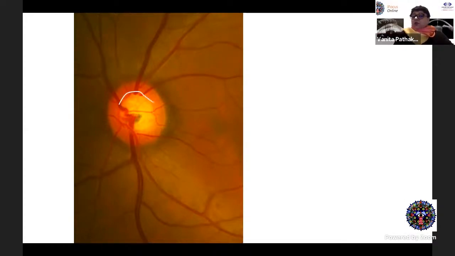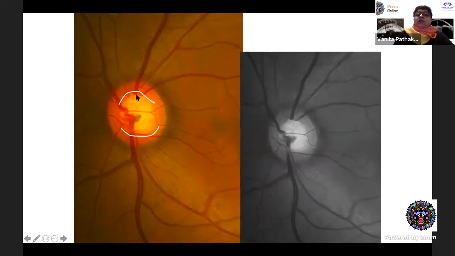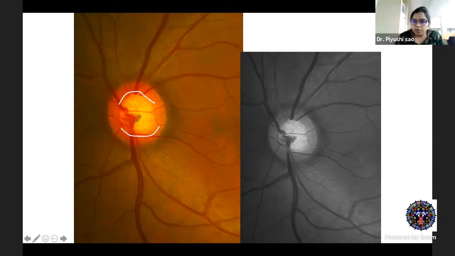The ISNT rule is not obeyed here also. Look at the bend of the vessel. Don't look at the pallor. You guys make the mistake of just looking at the pallor. You have to look at the bend of the vessel. Again, inferior is less than superior, or at the most equal to superior. It's not more than superior. Okay, but look at the pattern. Beautiful RNFL pattern. Okay, so what is this? Physiologically large cup. Absolutely.